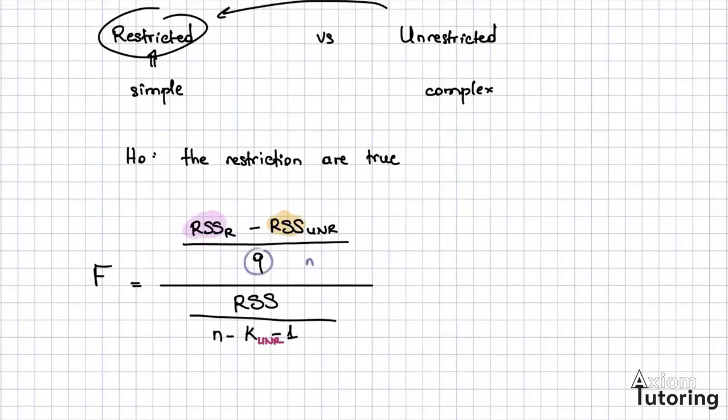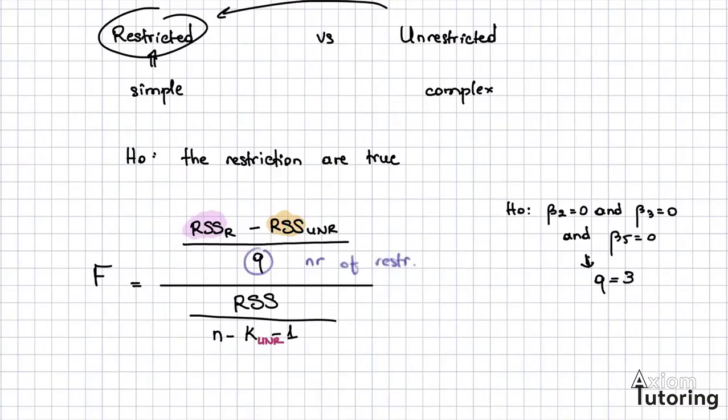This Q is the number of restrictions. This is usually going to be seen directly in your null hypothesis. So if in your null hypothesis, for instance, you had that beta 2 is equal to 0 and beta 3 is equal to 0 and let's say beta 5 is equal to 0, that means that your Q is equal to 3, because you are looking at 3 betas in here, whether they are jointly statistically significant or not. If instead you had that the H0 is just beta 2 equal to 0 and beta 3 equal to 0, that means that your Q is simply equal to 2.